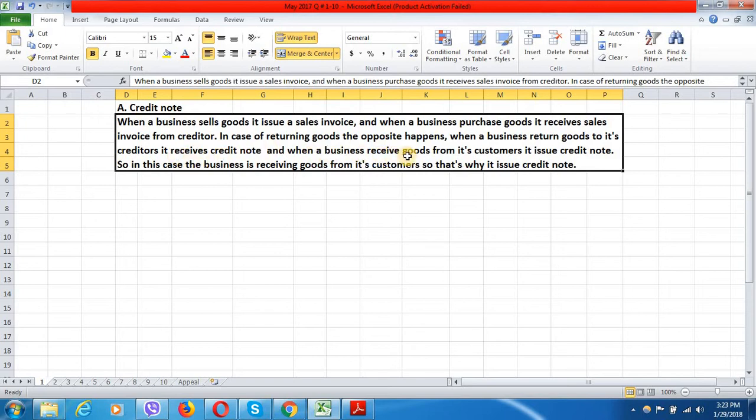And when a business receives goods from its customers, it issues a credit note. When a business purchases goods from its suppliers or creditors, and when the same business is receiving the returned goods from its customers, in both the cases the business is actually receiving goods, but while purchasing they receive a sales invoice, and when they receive goods from their customers they issue a credit note. Clear? So in this case the business is receiving goods from its customers, so that's why it issues a credit note.